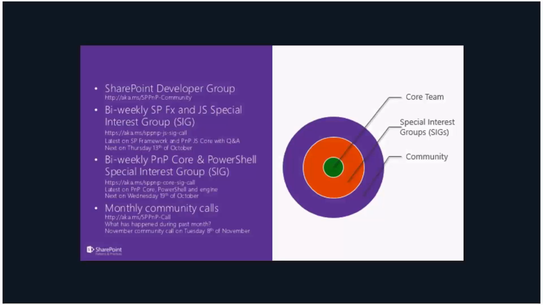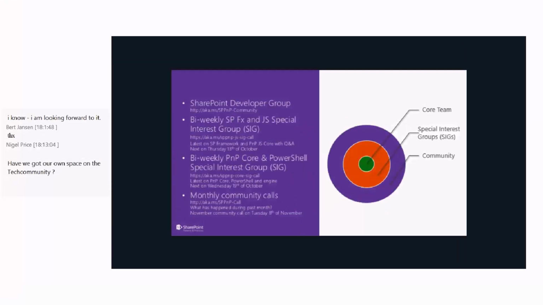We also rebranded the PMP office hours as the bi-weekly PMP core and PowerShell special interest group. If you have any issues, for example using the engine, using the core component, using the remote timer job framework from the core component, or whatever questions around PMP usage, you can join that call. And aka.ms/pnp-core-sig-call is the URL to download the recurrent invite for that one. The next call is next week on Wednesday at 7 a.m. PST or PDT.